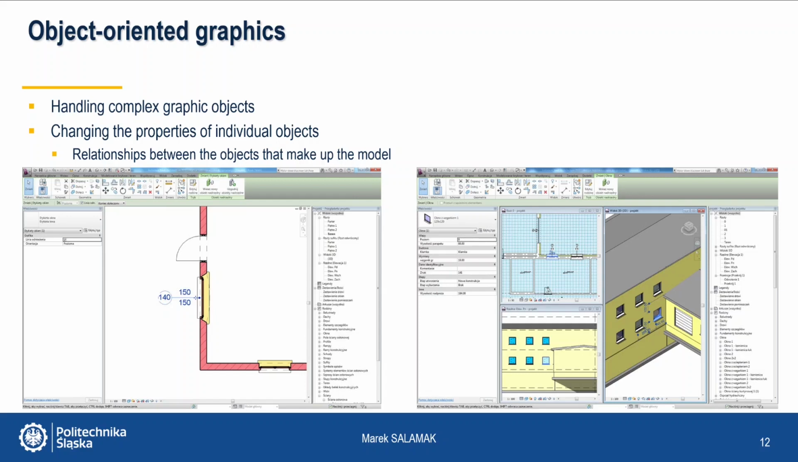Objects can also be related to and dependent on neighboring objects. Changing one of them may affect others. For example, a change in the slab position, the ceiling position, will cause a change in the height of walls or columns associated with the ceiling. The same will happen when you move the wall containing the window. It will move with the wall, which was not possible in CAD programs.